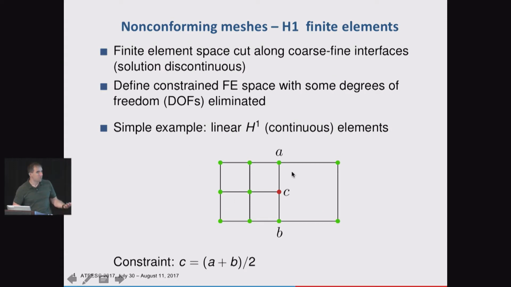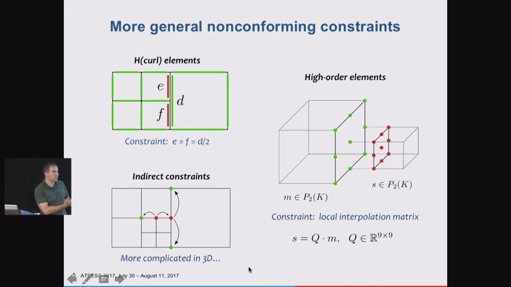OK, just to give you a flavor if you're not familiar with non-conforming meshes and slave nodes, this is what you have to do. If you have a mesh like this and you're interested in defining an H1, which means continuous, finite element space, the value at this node C here is not independent, but instead is derived from the values in nodes A and B. Since on the coarse element we have, for example, a linear function here, C is constrained to be the average of the values at A and B. And this is called a slave node.